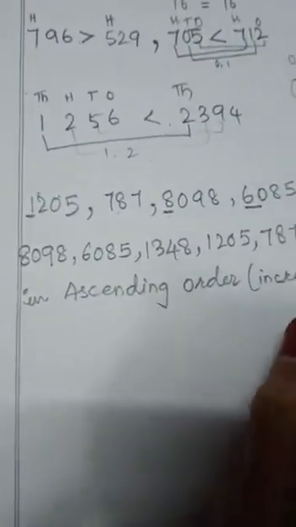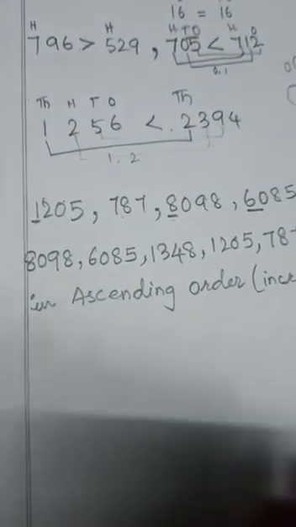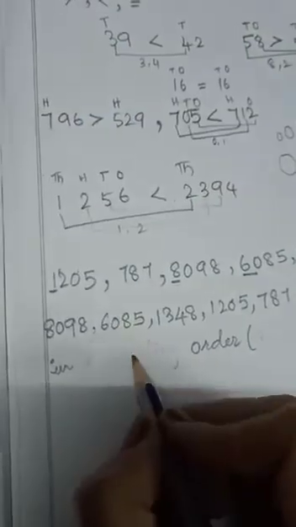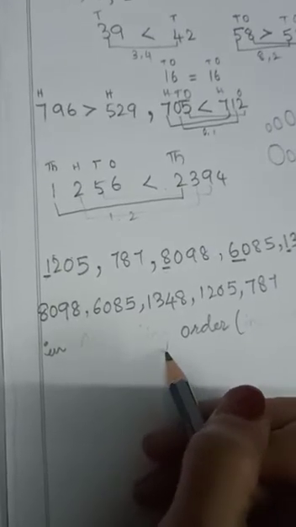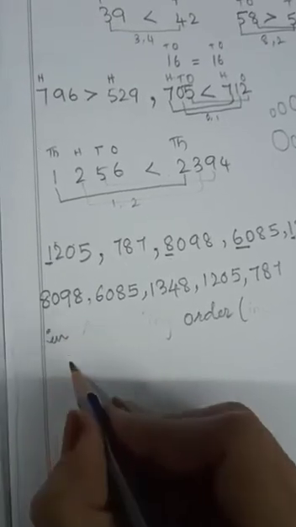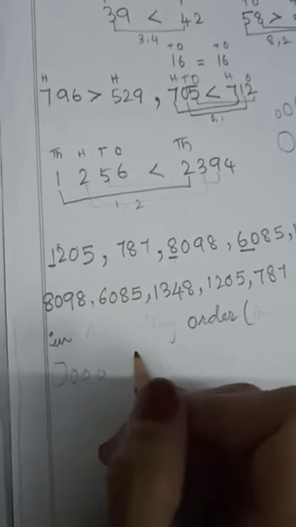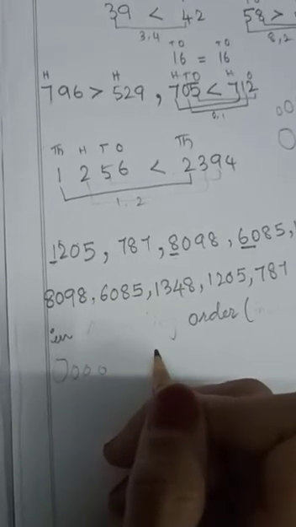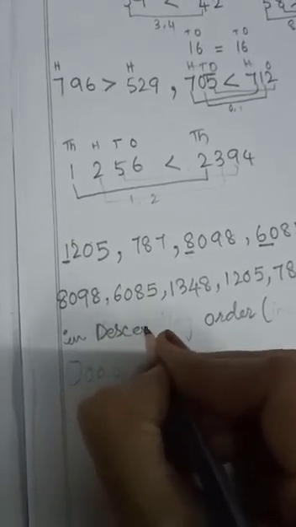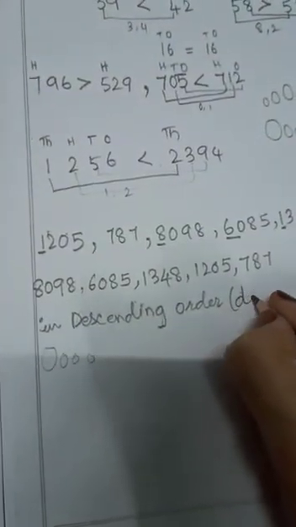Now descending order is nothing but you have to write from big to small. Sorry children, by mistake I have written here ascending order. So actually it is descending order. That means from bigger to small. So it is descending order. Descending order or decreasing order.